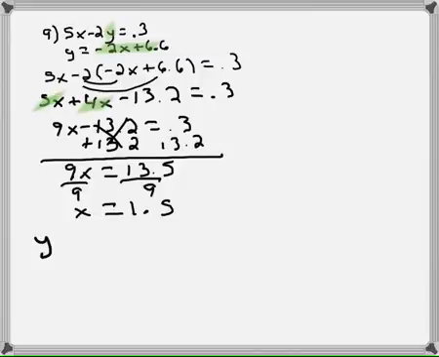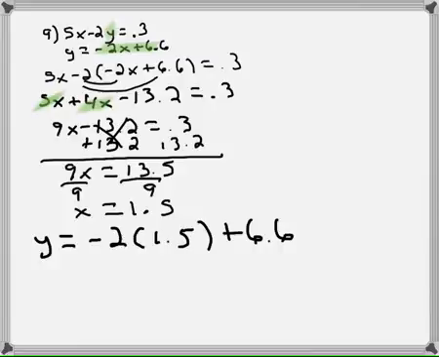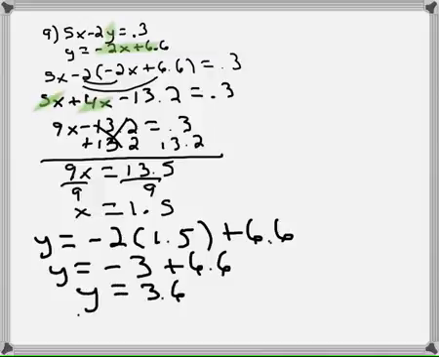So I'm going to do y equals negative 2 parentheses, the x is 1.5, plus 6.6. Try to work ahead of me. Do the math. Negative 2 times 1.5. Use your calculator if you need to. Negative 2 times 1.5 is, sorry, 1.5 doubled, yeah, negative 3. Negative 3 plus 6.6. You can do this. What's negative 3 plus 6.6? 3.6. So the x was 1.5 and the y was 3.6.